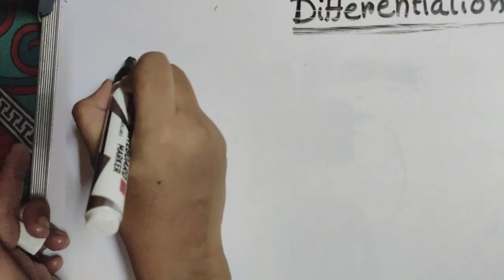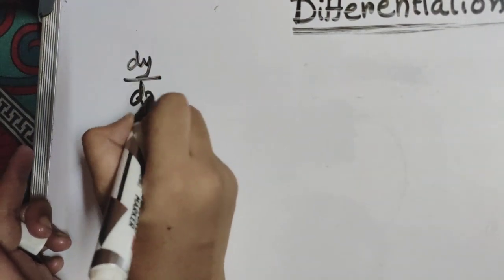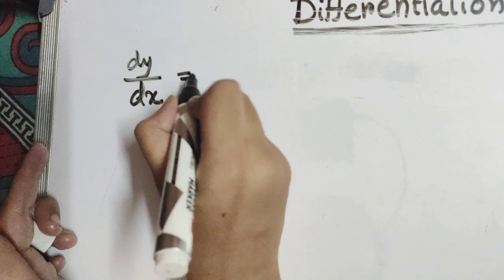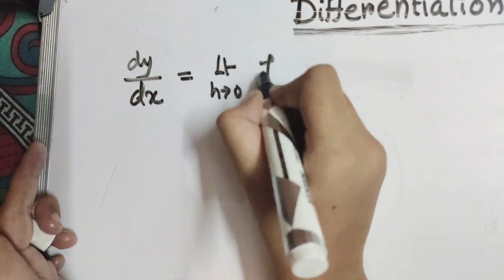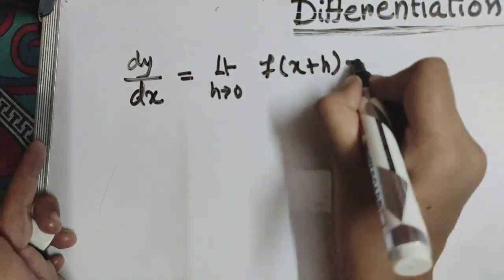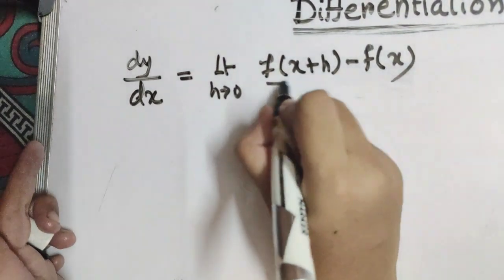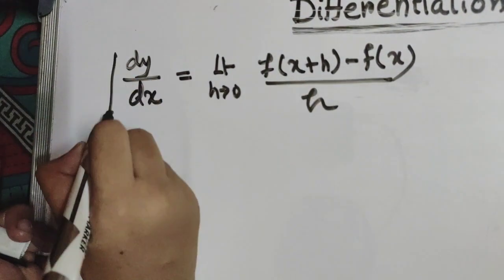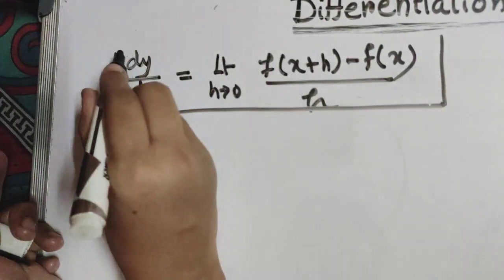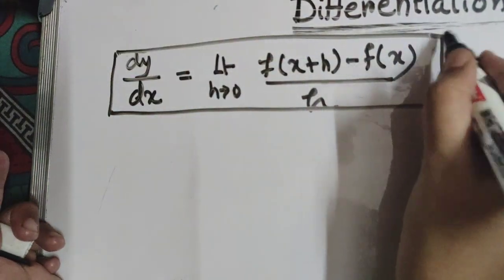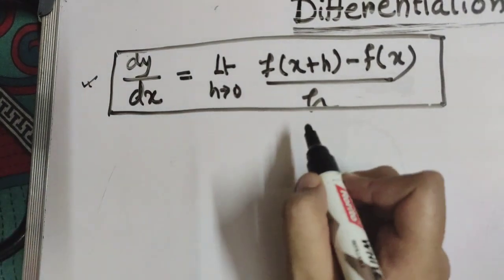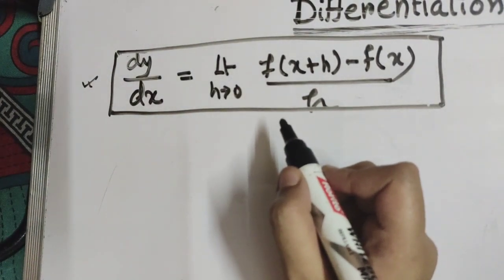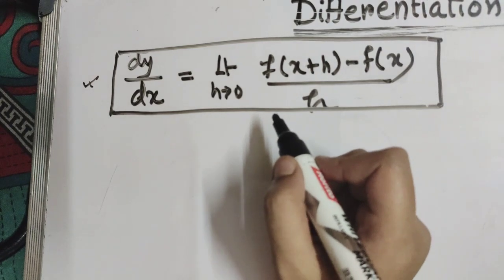So dy by dx, let's summarize it. dy by dx equals limit h tends to 0, f of x plus h minus f of x, whole divided by h. This is the definition of differentiation, and how we derive it I have already shown. After that I will move on to the rules of derivative.